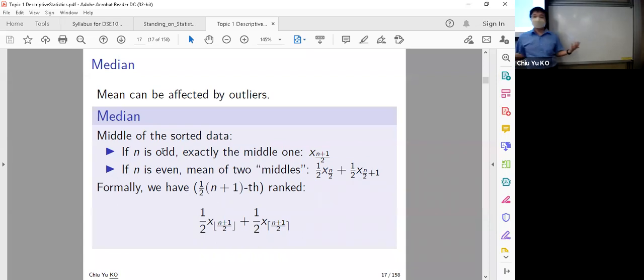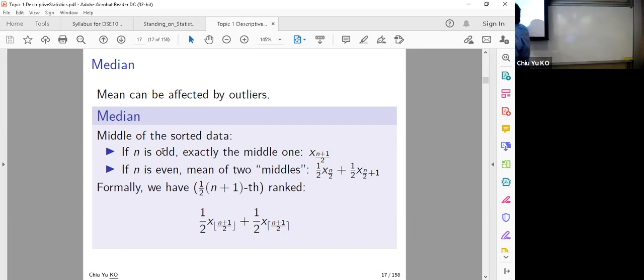But when we're even, what do you mean by middle? Suppose the observations are 1 and 2. What's the middle, 1 or 2? In that case, we do a compromise. We take the mean of the two middle ones. Suppose observations 1 and 2, both are the middle, so the average is 1.5.